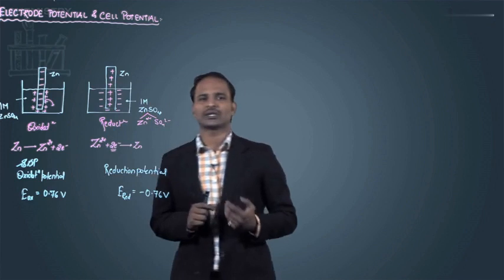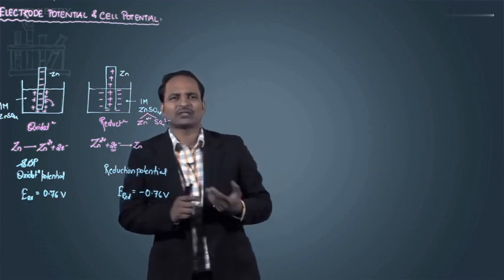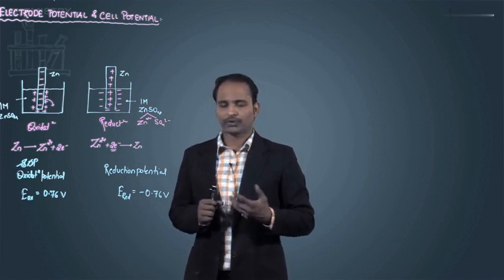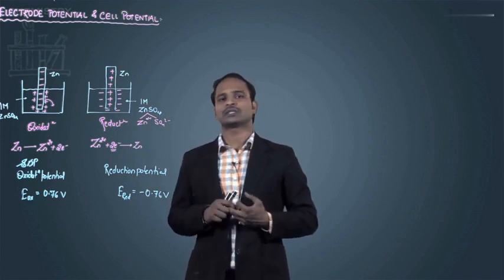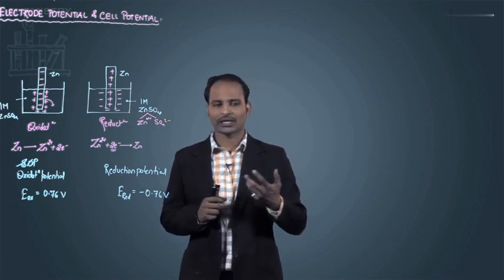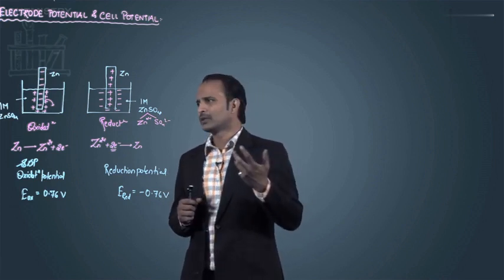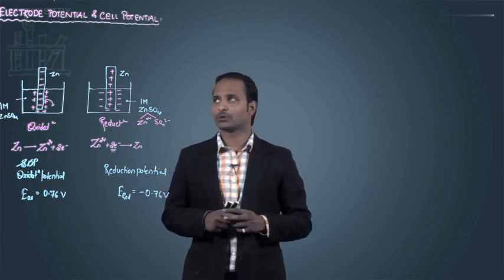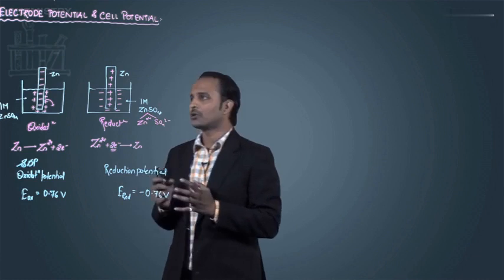So during an oxidation or reduction, whatever is taking place on the electrode, during that process opposite charges develop on the electrode, due to which a potential is developed, and that potential is called electrode potential. So now we have learned about the electrode potential.